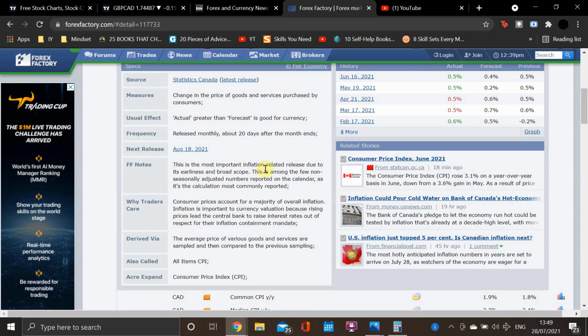This is the most important inflation-related release due to its earliness and broad scope. This is among the few non-seasonally adjusted numbers reported on the calendar, as it's the calculation most commonly reported. Consumer prices account for the majority of the overall inflation. Inflation is important to currency valuation because rising prices lead the central bank to raise interest rates out of respect of their inflation containment mandate. The consumer price index rose 3.1% on a year-to-year basis, down.